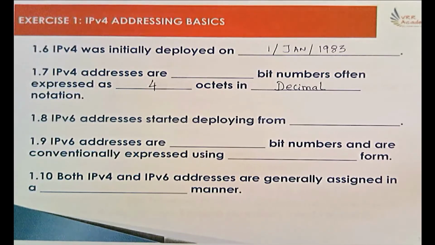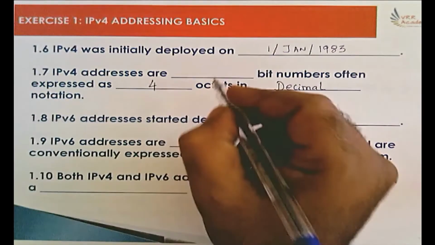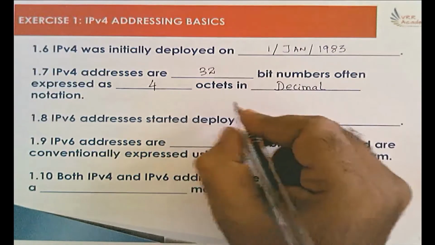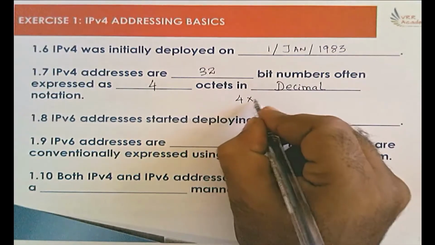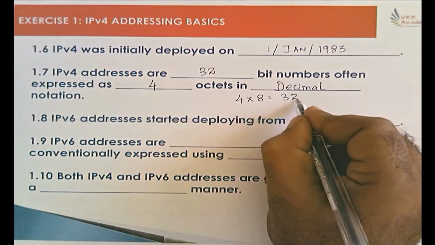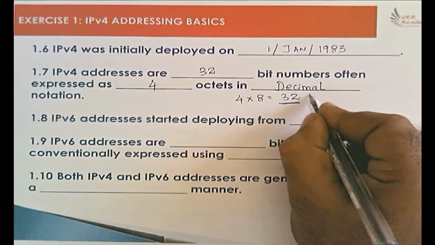Then the number of bits. IPv4 addresses are dash bit numbers. The total number of bits is 32, so 4 octets, 4 into 8, is going to be 32 bits. The length of an IPv4 address is 32 bits.